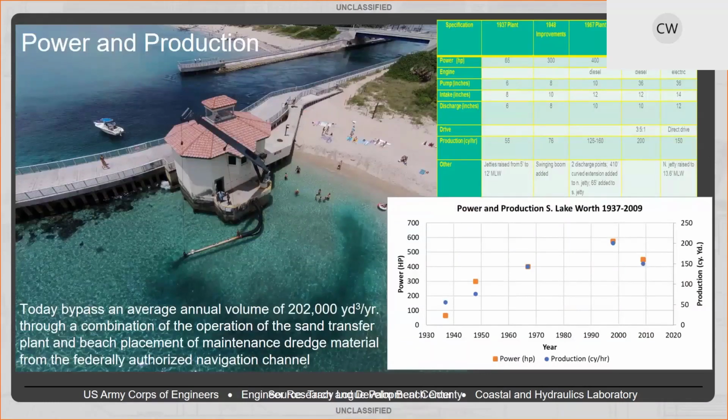This graph on the bottom right tracks how the production and the amount of power they've been using has changed over the years. They've had multiple upgrades and some efficiencies. They've had higher, in the early 2000s, pretty high record production rates, but they dropped off recently. That's due to just how they're operating the system. On average, they're nowadays doing about 200,000 cubic yards per year. Next slide.